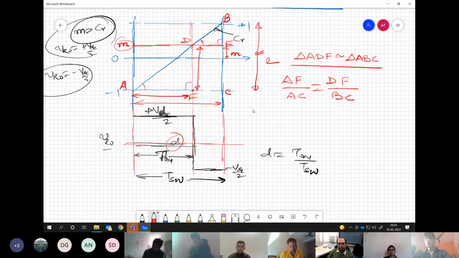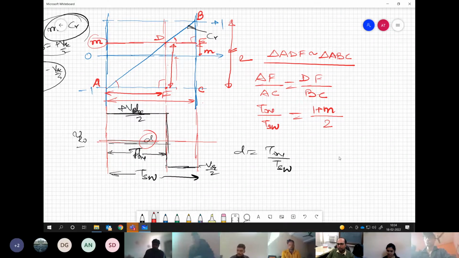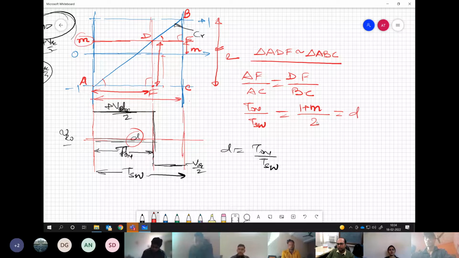Fine. Now what is AF basically? AF is the T on duration and AC is the total time period TSW, which is equal to DF. DF is what? This total height will be 1 plus m, the magnitude of this. This is 1 and then plus m. And BC is basically 2, from -1 to +1. So T on by TSW is basically D. So we have D coming equal to (m plus 1) by 2. Understanding my point?